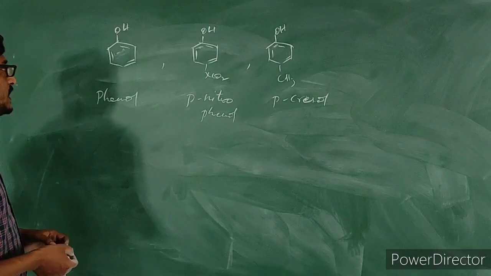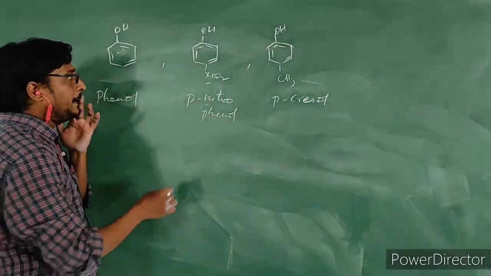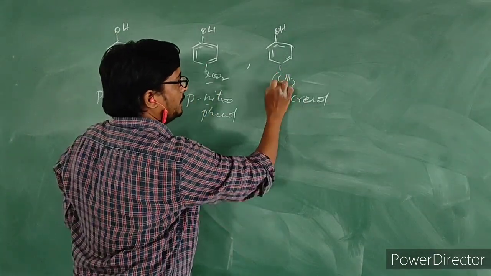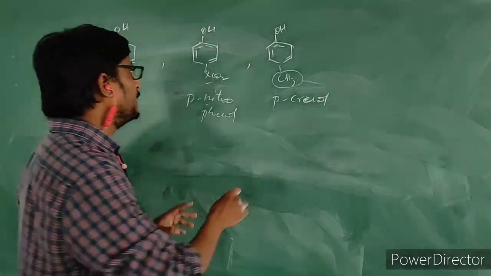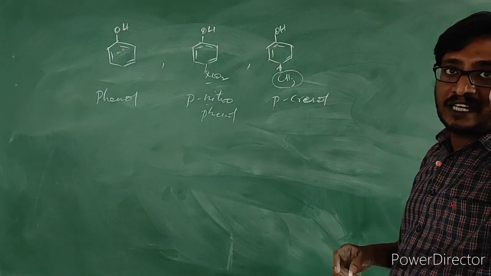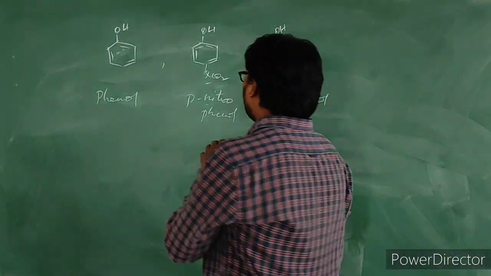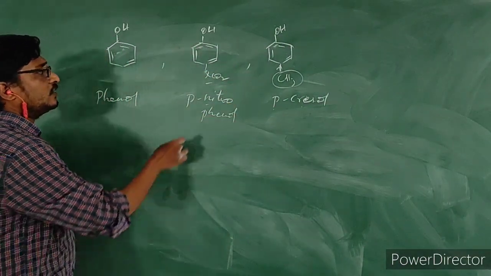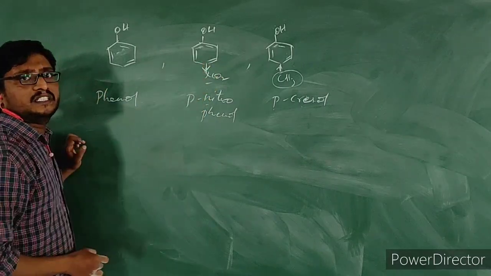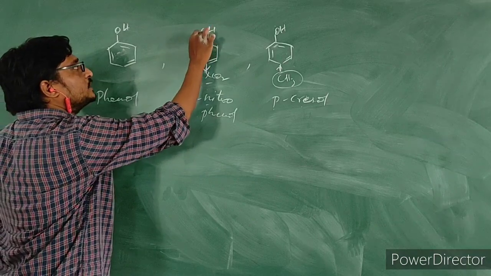So here in this case, in para-nitrophenol, the NO2 group is present. In paracresol, a methyl group is present. The methyl group will donate electrons to the benzene ring, then the electron density on this oxygen will increase. But in para-nitrophenol, this NO2 group pulls the electrons from the benzene ring.